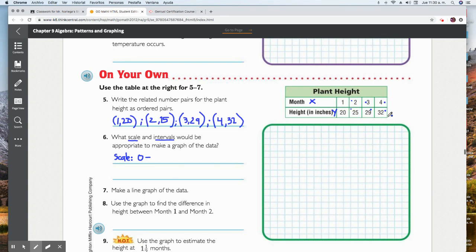Does it need to go up by 10s? Can it go up by 5s? Can it go up by 2s, by 4s, or so on? Remember that you need to use a scale that will allow you to not write a lot of numbers here. We don't want to write a lot of numbers on our y-axis.